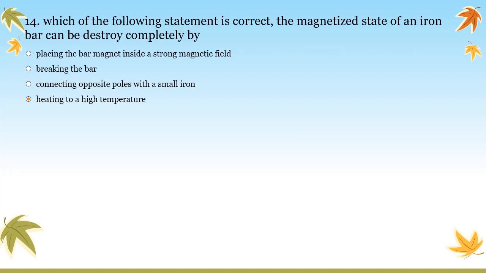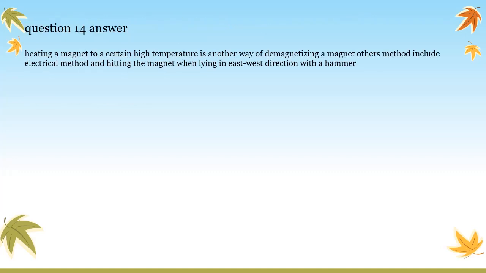14. Which of the following statements is correct? The magnetized state of an iron bar can be destroyed completely by? Heating a magnet to a certain high temperature is one way of demagnetizing it. Other methods include the electrical method and hitting the magnet with a hammer when it is lying in the east-west direction.